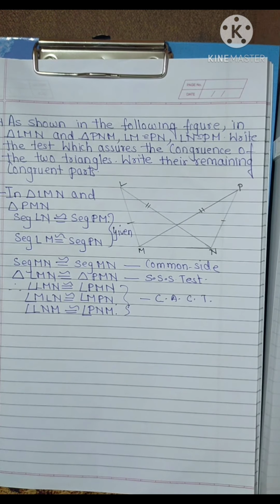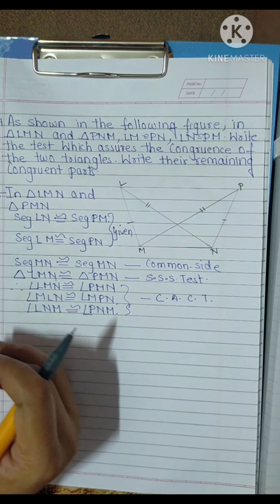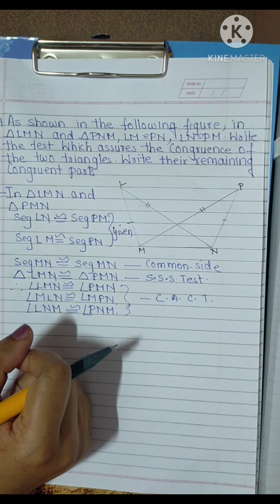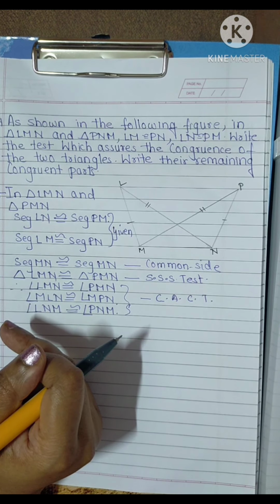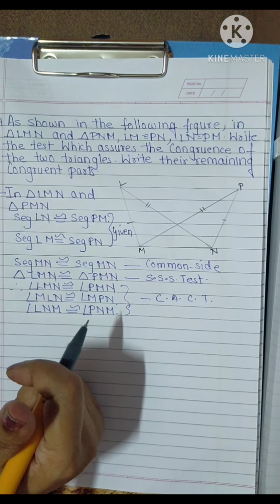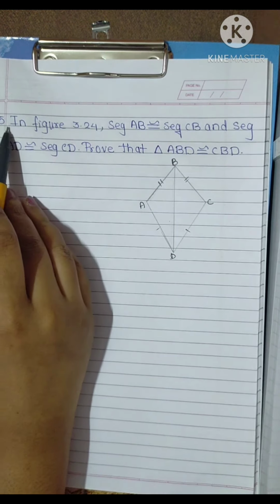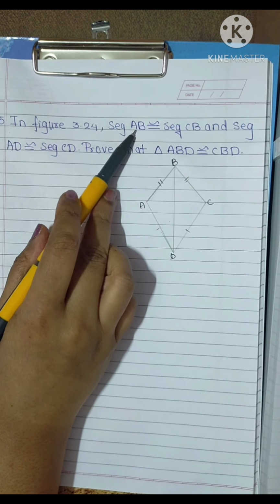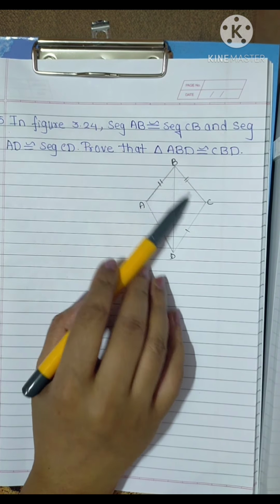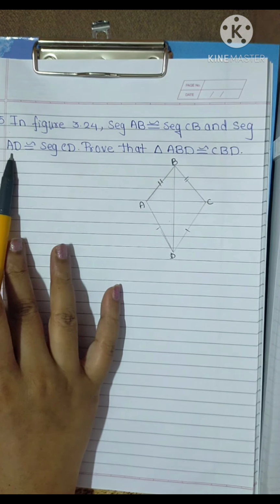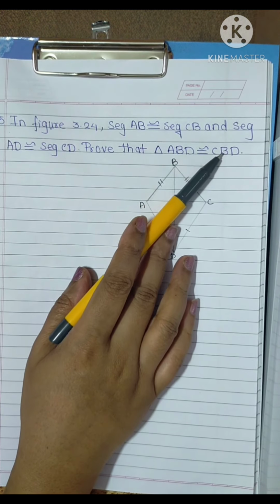So we have solved question number 4. Now we are going to solve question number 5 of practice set 3.2. So please follow the steps. It is very easy. Once you understand all tests, you can easily solve each and every question. Now question number 5 is given. In figure 3.24, segment AB is congruent to segment CB, and segment AD is congruent to CD. Prove that triangle ABD is congruent to CBD.